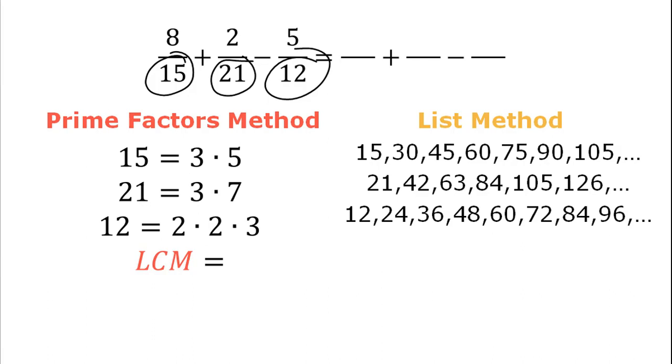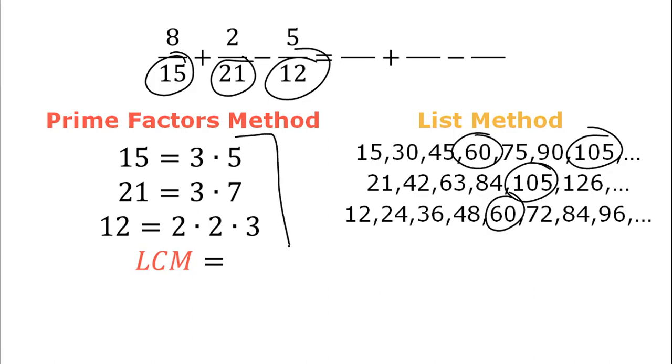Because if you look at this, you can say, oh, 15 and 12 both have 60 as a common multiple, but 21 doesn't have 60 as a multiple. Or, 21 and 15 have 105 as a common multiple, but 12 doesn't have 105 as a common multiple. And so the list method can get really clunky if you have multiple fractions that you're trying to add together. So the prime factors method can be a lot easier in that case because it's usually not too hard to find the prime factorization of a number.